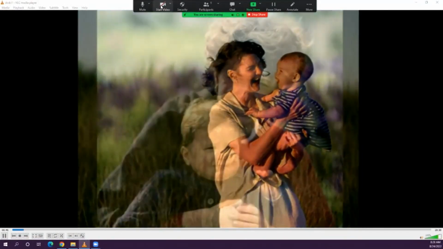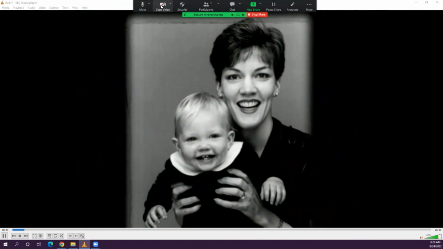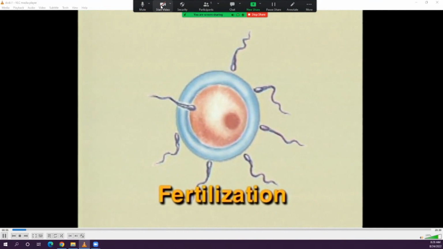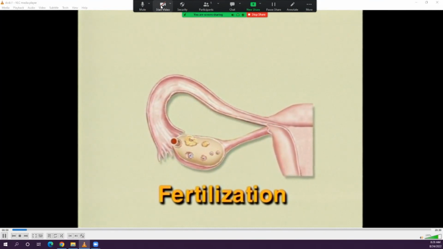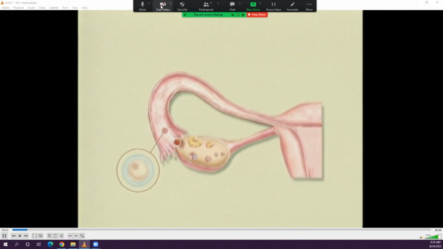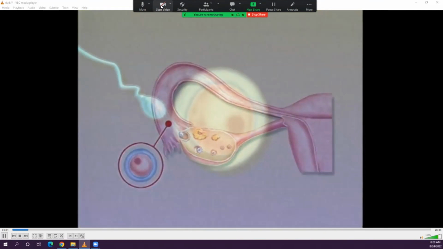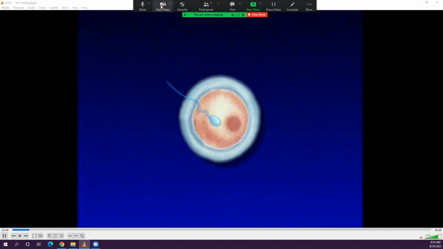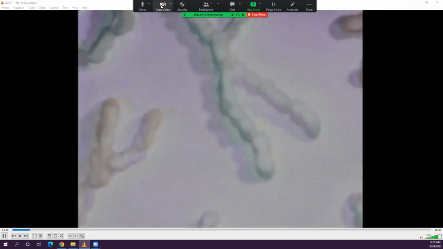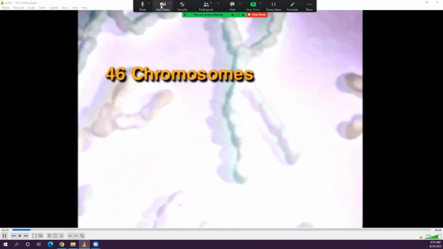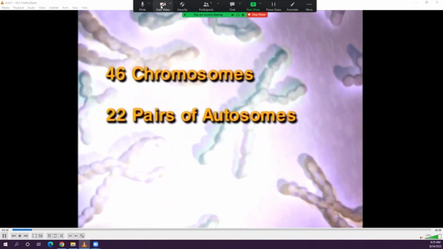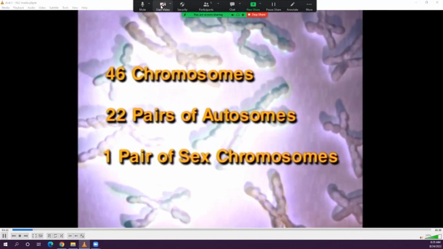Why do babies resemble parents in one trait and not another? We begin to answer this question with a description of conception or fertilization. An ovum or female sex cell is expelled into the fallopian tube, where it is penetrated by a sperm or male sex cell to form the zygote. The zygote contains 46 chromosomes, which are rod-like structures organized as 22 pairs of autosomes and 1 pair of sex chromosomes.